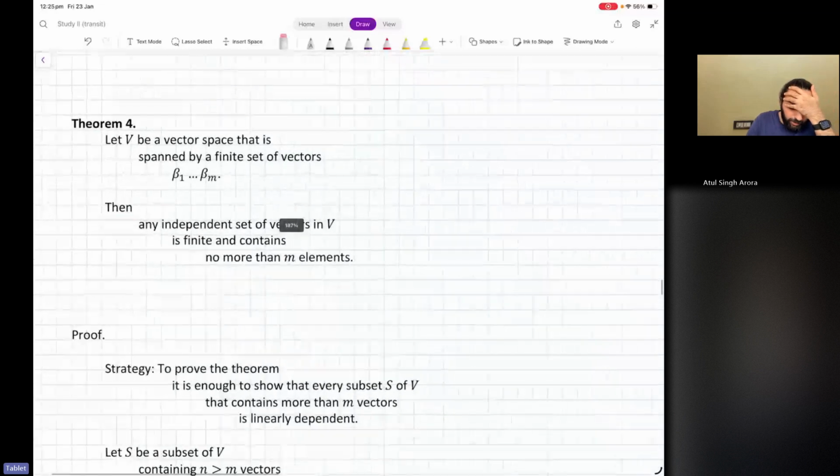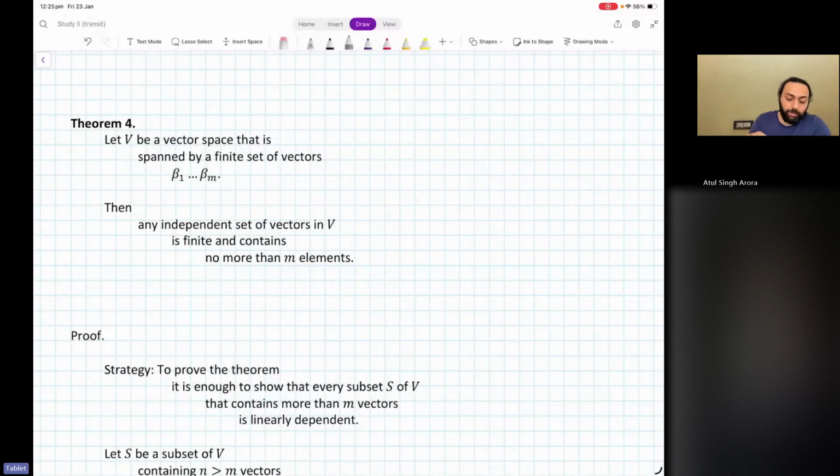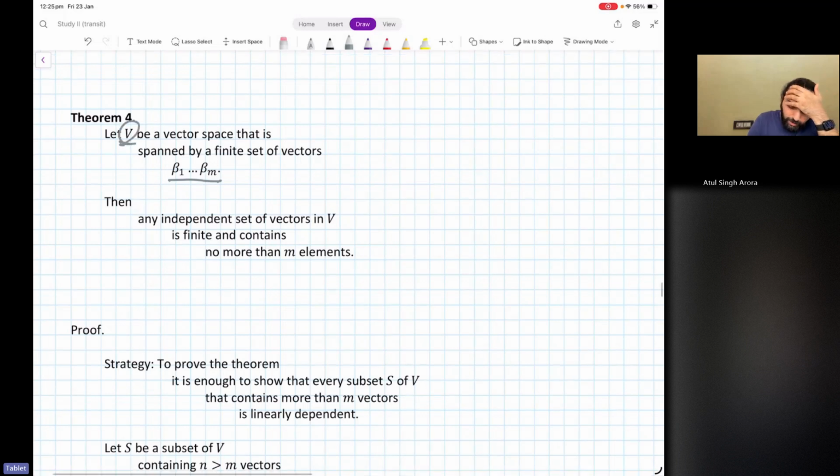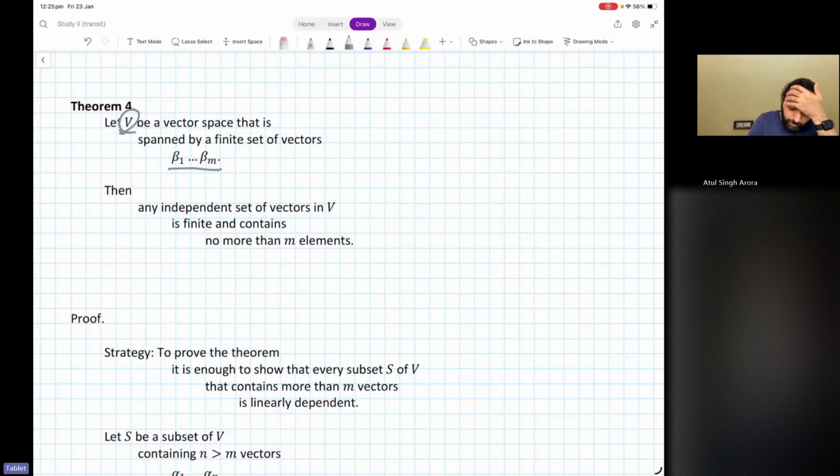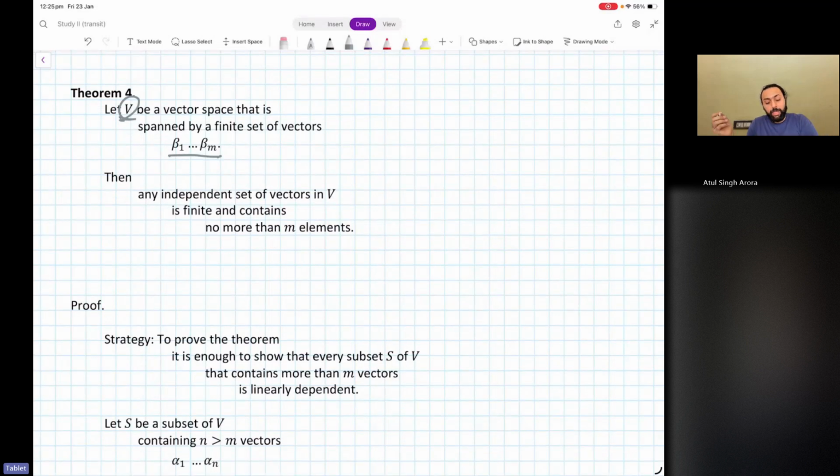Now we come to the theorem. Theorem 4 says the following. Let V be a vector space that is spanned by a finite set of vectors, beta_1 to beta_m. Suppose this is the case, that you can span it using some beta_1 to beta_m. Then any independent set of vectors in V is finite and contains no more than m elements.